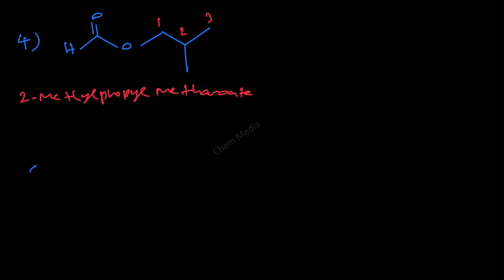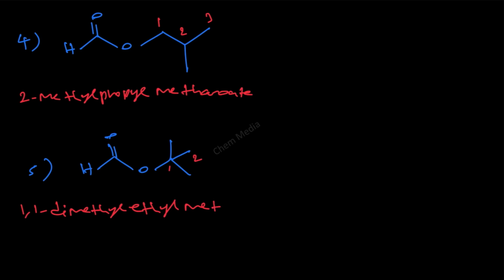And then number 5, we can also write 1, 1 dimethyl ethyl methanoate or tertiary butyl methanoate. That would be hydrogen and then C double bond O and then a tertiary butyl group. Once again I am going with the systematic naming. So therefore we can call it as 1, 1 dimethyl ethyl methanoate. And then number 6, we are exhausted with the methanoate thing. Now we will go to ethanoate.